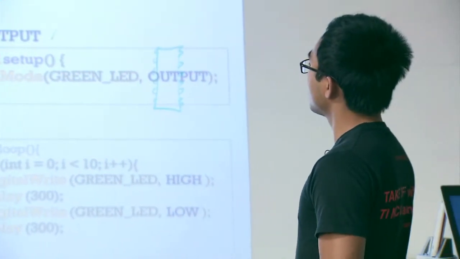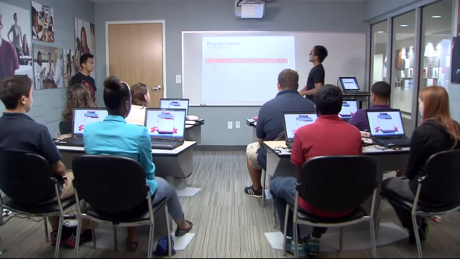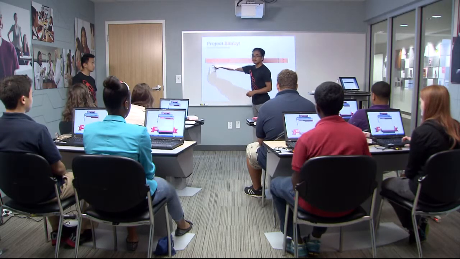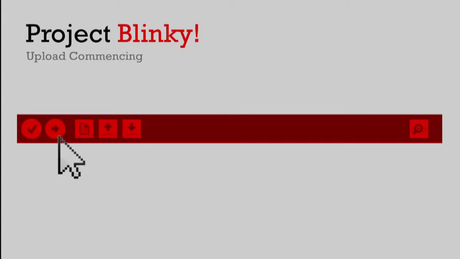So now that we kind of have a better understanding of what's happening, we can actually click this little button here that looks like an arrow. And that's going to download that code that's inside of your software tool into the microcontroller brain.